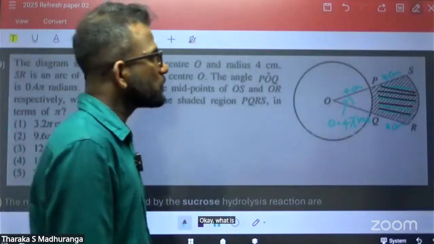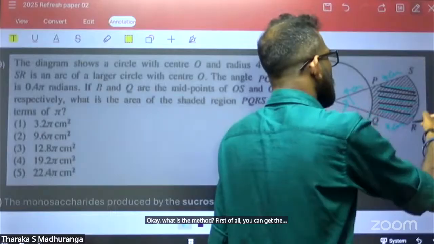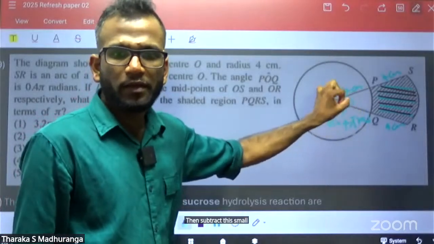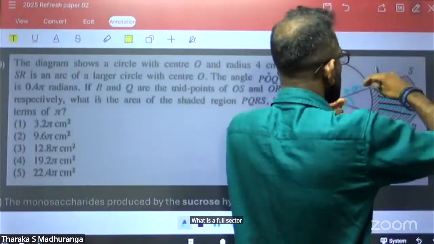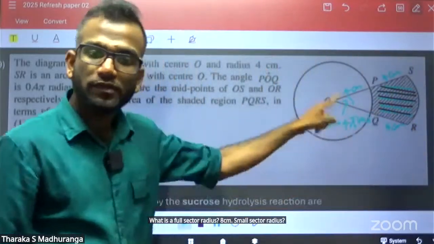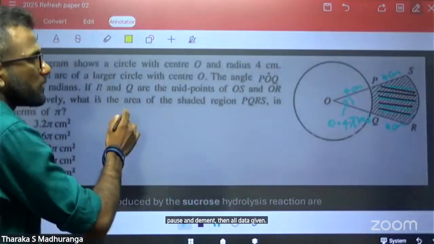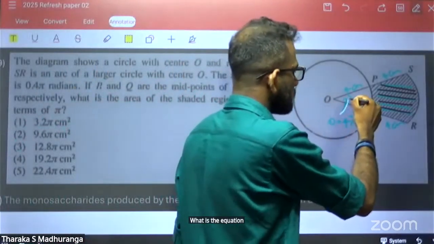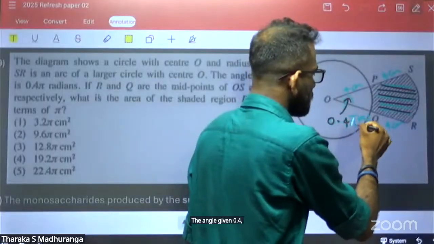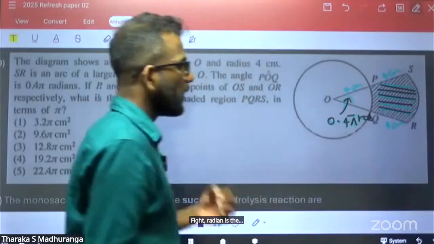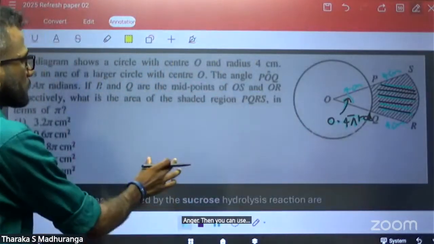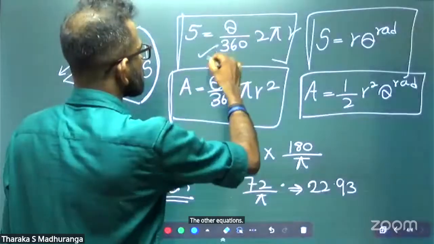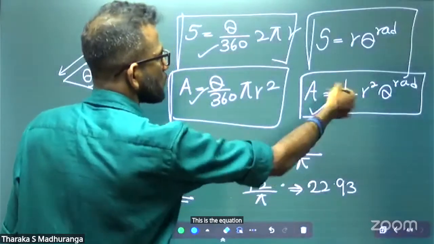Okay, what is the method? First of all, you can get the full area of sector OSR, then subtract this small area. What is the full sector radius? 8 centimeter. The small sector radius is 4 centimeter. Then all the data is given. Now the sector area equation: the angle given is 0.45 radian, so you can use half r square theta. This is the equation you can use.